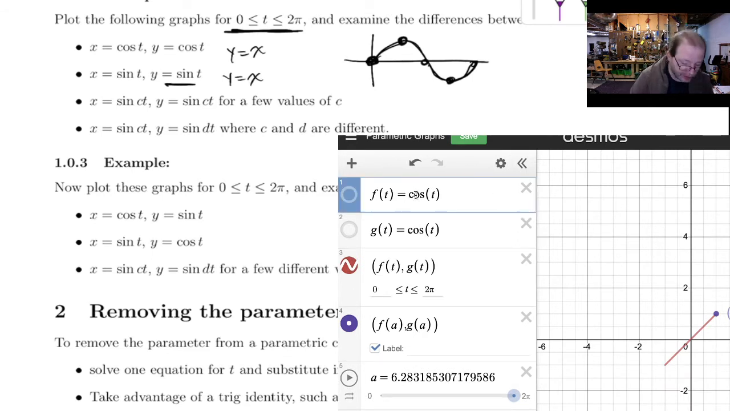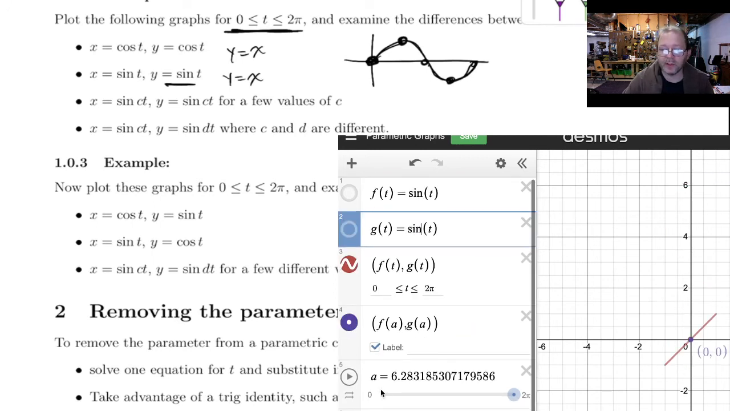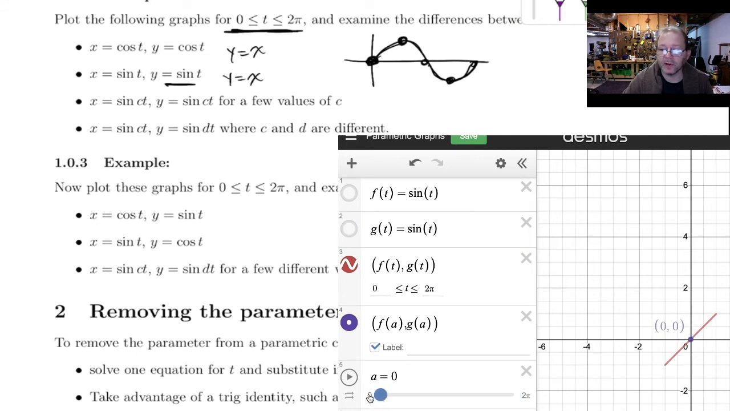If I change both of these to sine, we get that. And if we start with our a at 0, the point goes up, down, then stops. It goes from there, it goes up, back down, and then stops. It's when it gets back up there. All right.